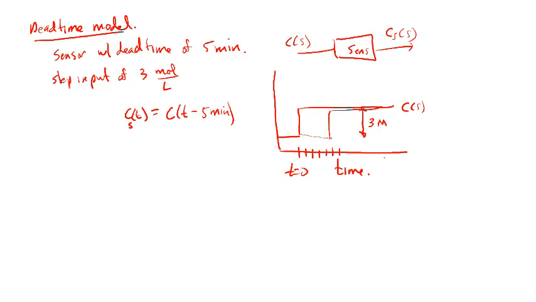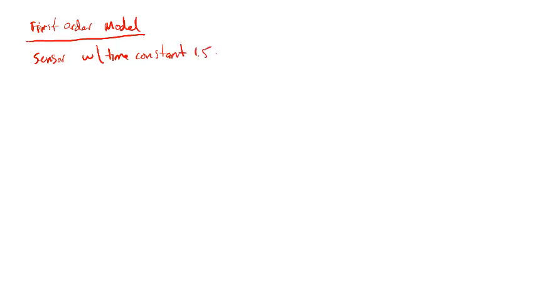All right, let's now stay on sensors, but now let's do a first order model. So here we have a sensor. The problem statement is that we have a sensor with a time constant of 1.5 minutes. We want to sketch, again, based on the model or the transfer function, the dynamic behavior.